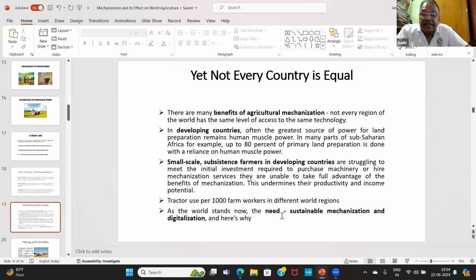As the world stands now, the need is sustainable mechanization and digitization. Then only you will be able to produce. And SDG, that's sustainable development goal. Goal 1 is food security. Goal 2 is free from hunger. So where will it come from? Who will relieve these two? Who will give relief from these two aspects of the development goals fixed for the world? Only agriculture.